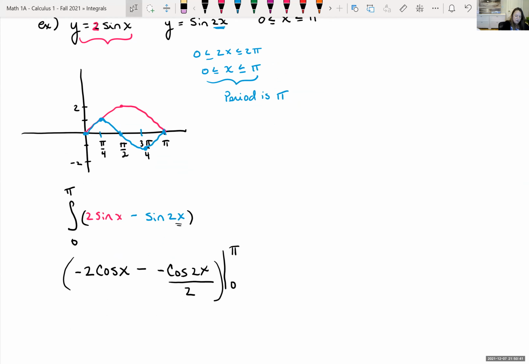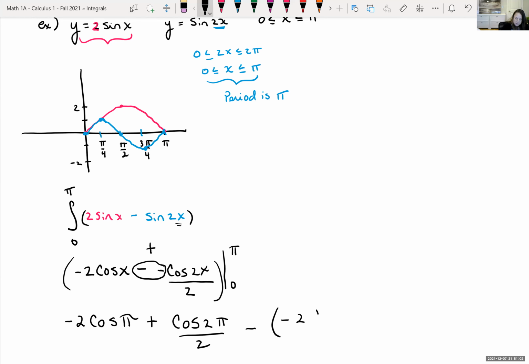So let's plug in pi wherever we see an x. And because a minus a negative is really plus, I have -2 cosine of pi plus cosine of 2 pi over 2, minus -2 cosine of 0 plus cosine, well, 2 times 0 is 0, over 2.